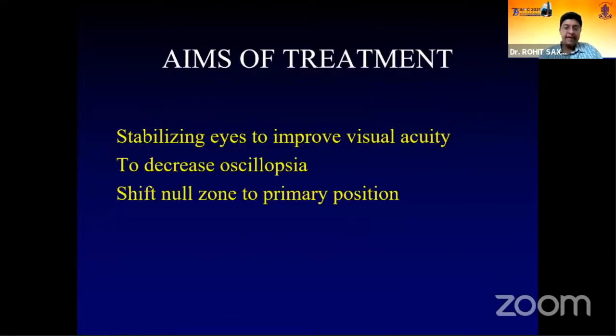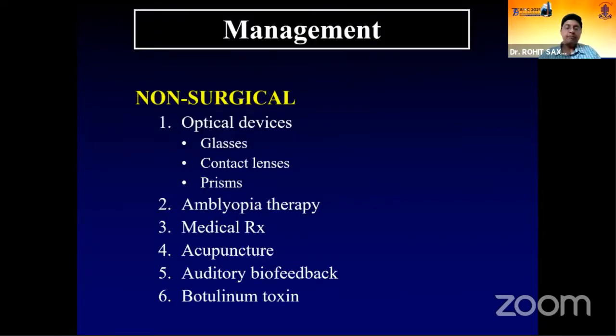Management is to stabilize, to improve visual acuity, decrease the nystagmus, and if there is a head posture, move that to the primary position. Non-surgical interventions are aimed at improving vision, and optical glasses are the single most important intervention you can do. So age-appropriate cycloplegic refraction gives the best corrected visual acuity, that itself dampens the nystagmus tremendously, and if required, low vision assistance in these patients.